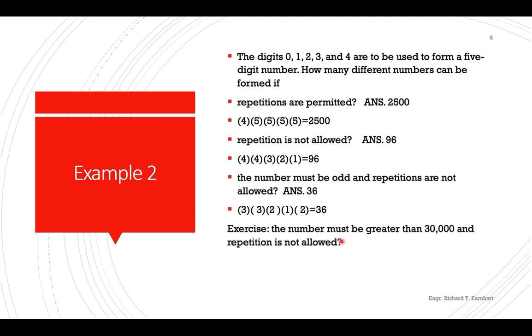This will be left as an exercise. What is the total number of 5-digit numbers that are greater than 30,000, where repetition is not allowed? Yes, it should be a 5-digit number. So the answer should be 48.